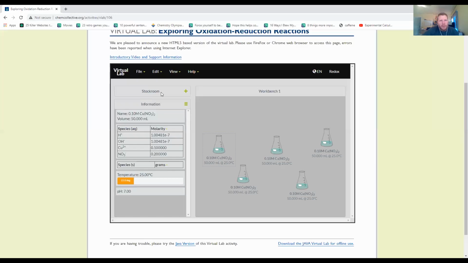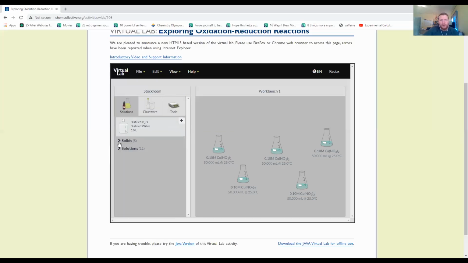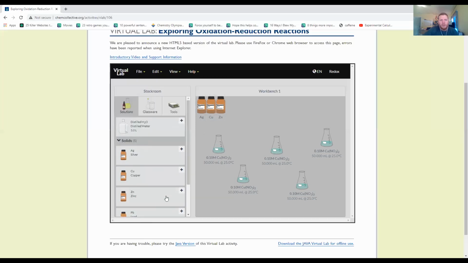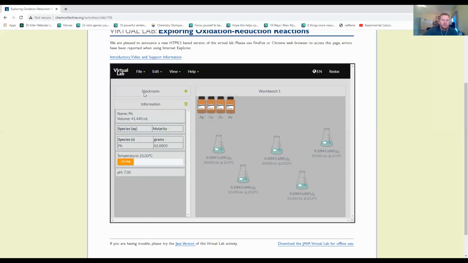After that, we need to go back to the stockroom, go to solids, and get silver, some copper, some zinc, some lead, and some magnesium. So now here are the 5 different metals that we have on our bench. At this point in time, you need to take a picture of your lab bench to show that you have all of those different materials.